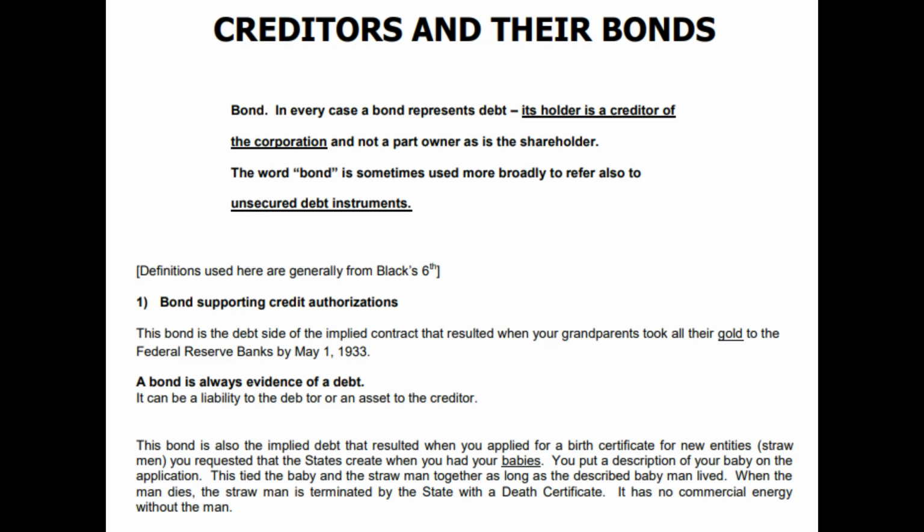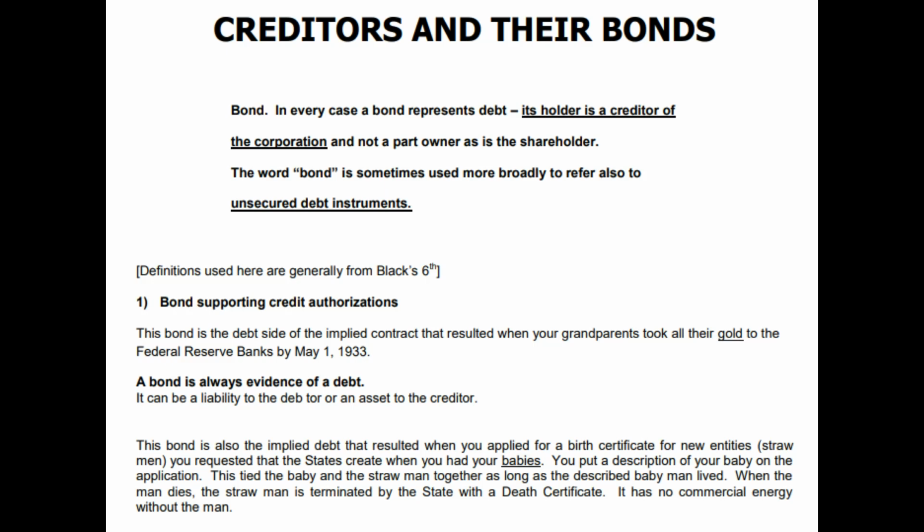So the definitions used here are generally from Black's 6. What is that? It's a dictionary that they use. It's called Black's Law Dictionary, and they use it for their black magic. That's why it's called black. That's why that person that calls himself a judge wears a black dress. It's all just some crazy cross-dressing black magic bullshit. That's what it is. So, bond supporting credit authorizations.